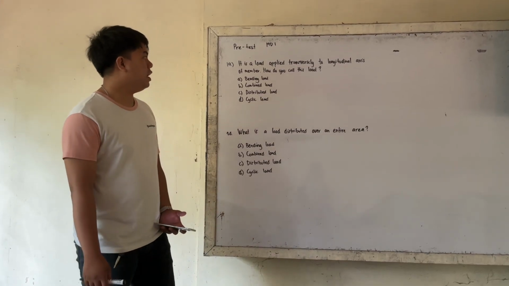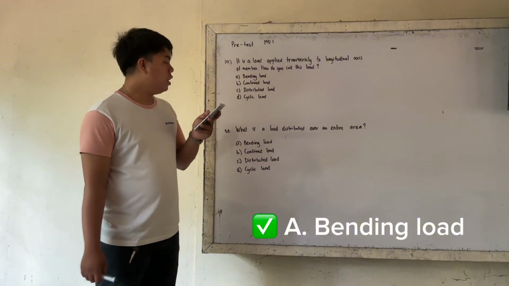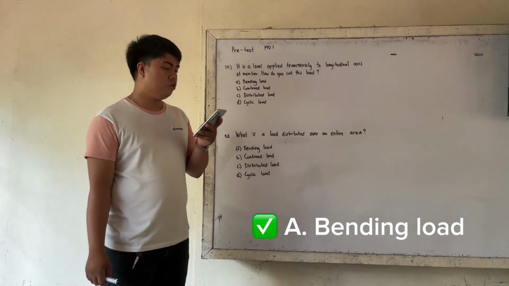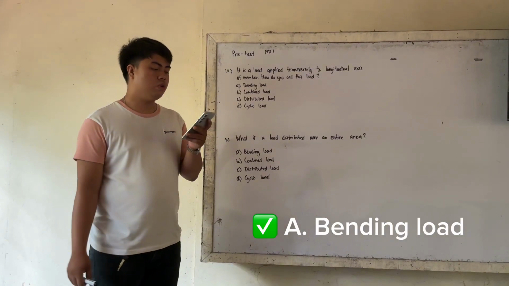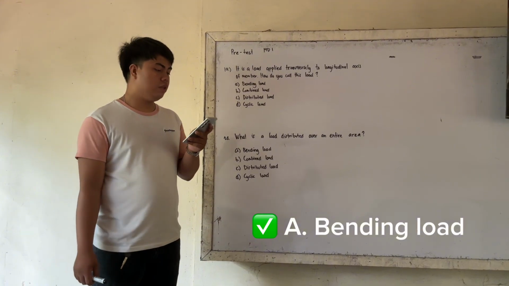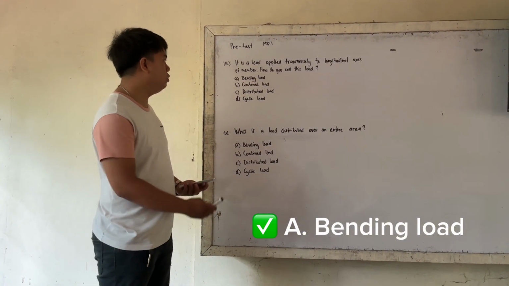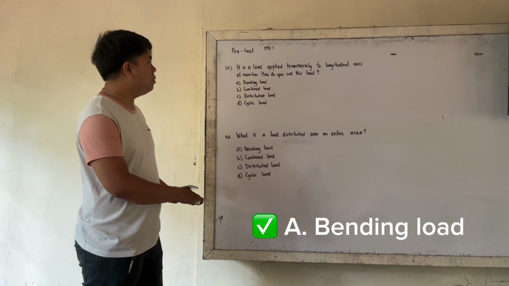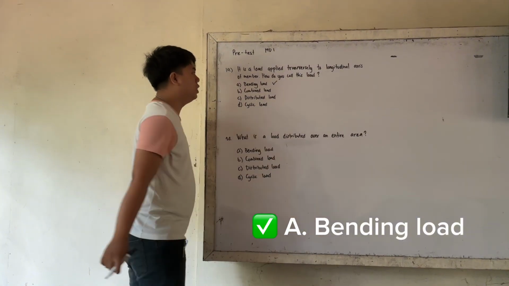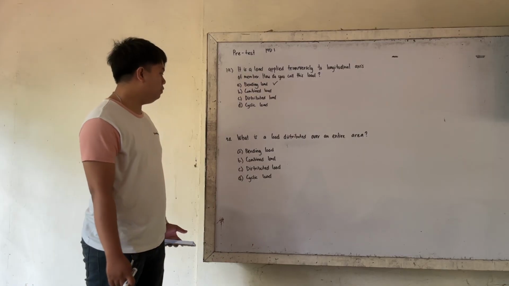The correct answer is A. Bending load. Why? It's because when a force is applied transversely or perpendicularly to a member's axis, it creates a bending moment, forcing the material to flex or curve. This is the exact mechanical definition of a bending load. So in our problem number 19, the correct answer is bending load, letter A. So, on to our last problem, this is the very basic problem.